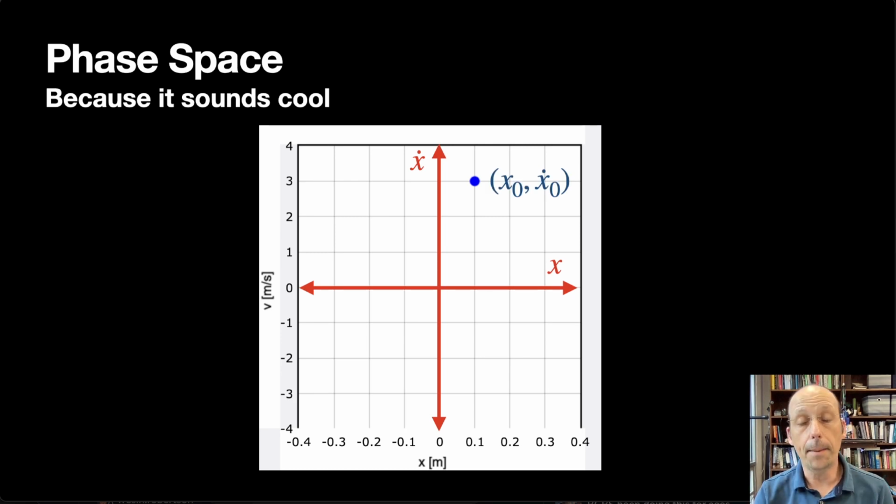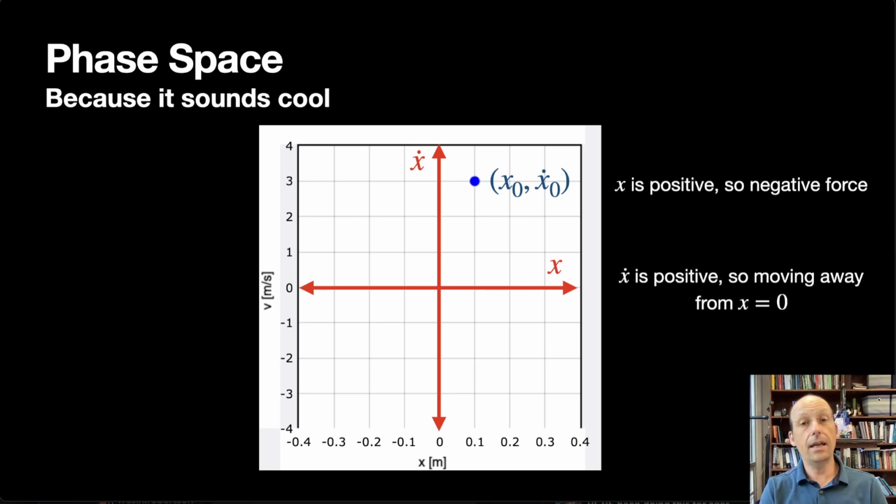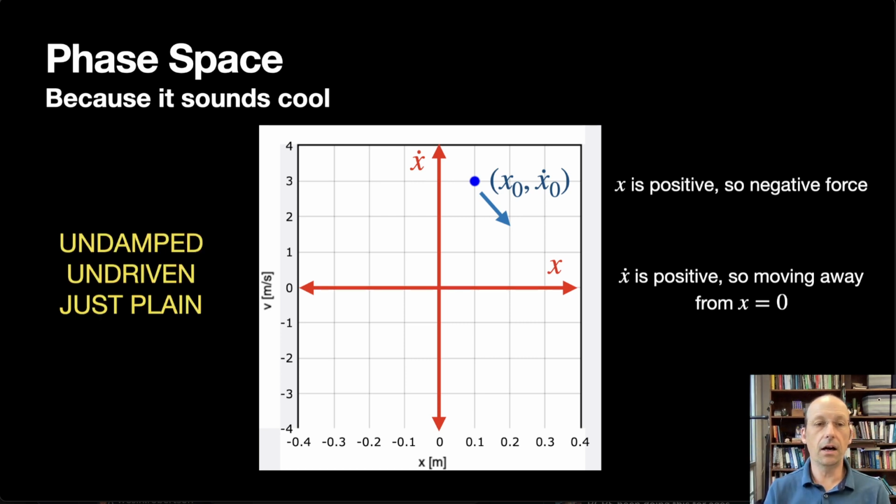So this is an undamped, undriven oscillator. It starts at some position up here in phase space with initial x and initial velocity. And then x right here is positive, so the force is negative. That means the velocity is going to decrease. And then x dot is positive, so it's going to be moving away from the x equals 0 axis. So it's going to move this way. Okay, so it has to move clockwise.